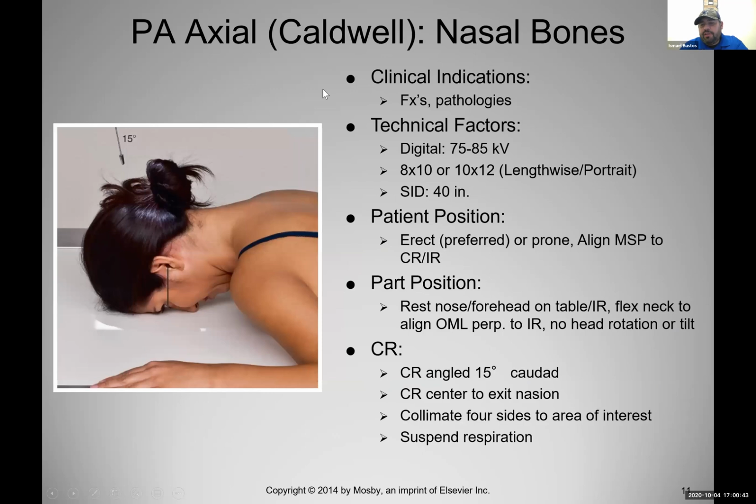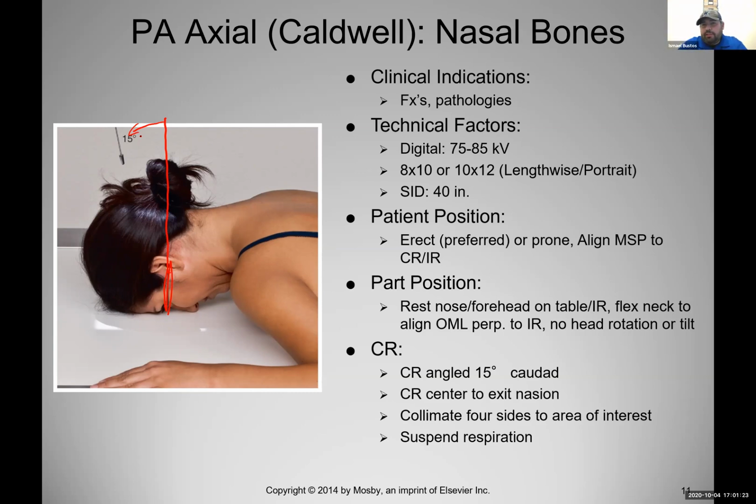The last projection for nasal bones is a PA-axial Caldwell. The positioning for the Caldwell is the same as the one for the skull. We want to get the patient's nose and forehead on the image receptor, just like you see on the patient there. Try to get the OML perpendicular to the image receptor. Make sure there's no rotation, no tilt. You're going to angle 15 degrees caudad from the OML. So if this OML was extended out this way, you would go 15 degrees that way from the OML.